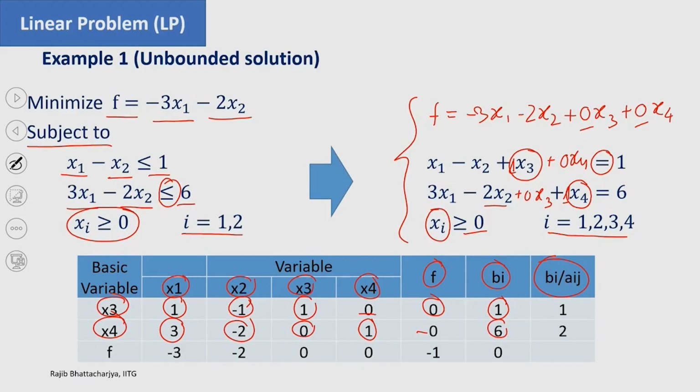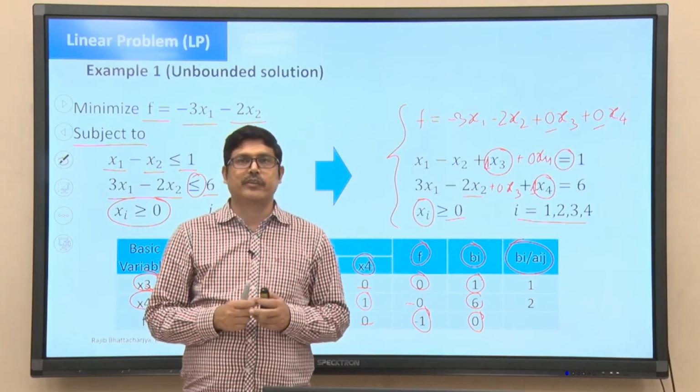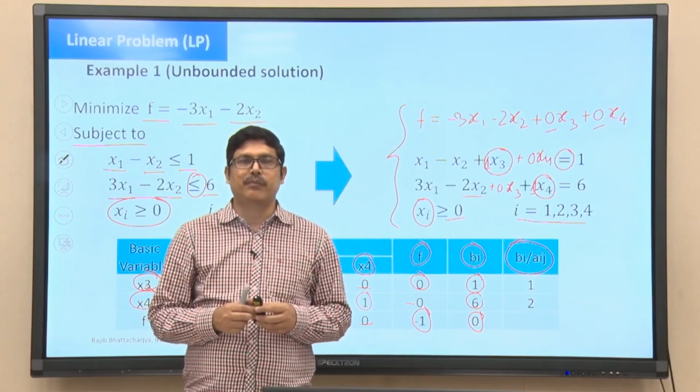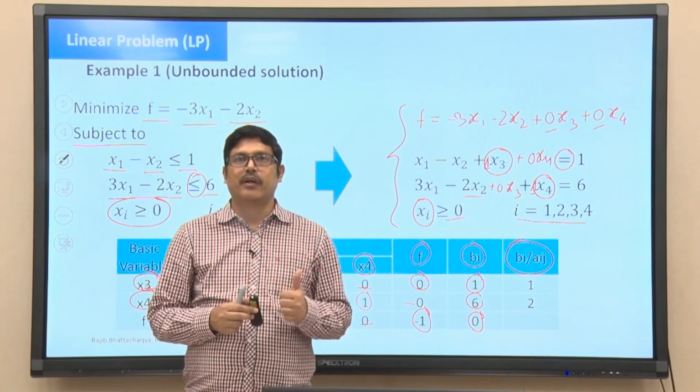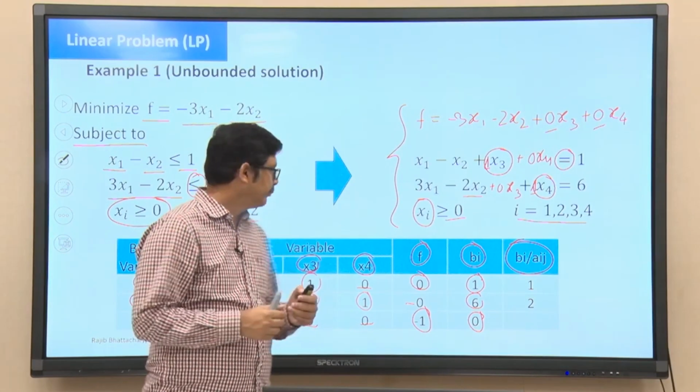The objective function is: coefficient of x1 is minus 3, then for x2 this is minus 2, then 0, 0, this is minus 1, and the right hand side is 0. Okay. Now, we have to look at the last row, that is the objective function row. Is there any negative coefficient? So, in this particular problem, yes, we have negative coefficients for x1 and x2.